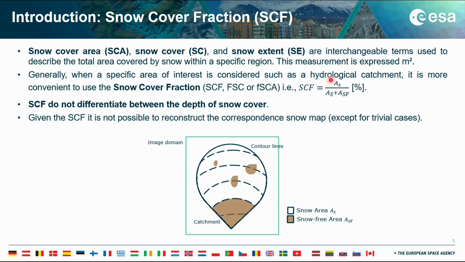A couple of nice properties of snow cover fraction: if I'm providing you this number, expressed in percentage, it does not differentiate between a very deep or very shallow snowpack. For example, if we have a catchment here, 100% fully snow covered, you don't know if it is a lot of snow or a very shallow cover of snow. And the second nice property is that, given that number, you cannot really reconstruct where the snow cover actually is inside our catchment, except of course for trivial cases.